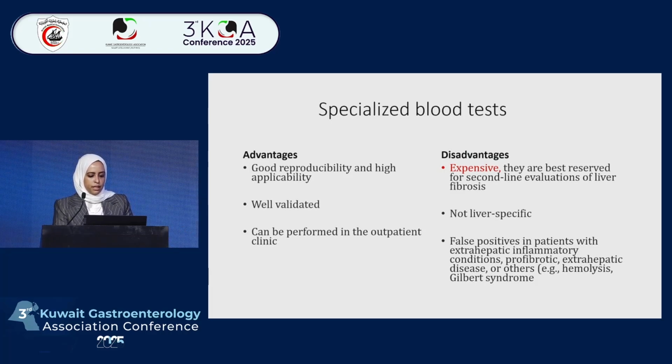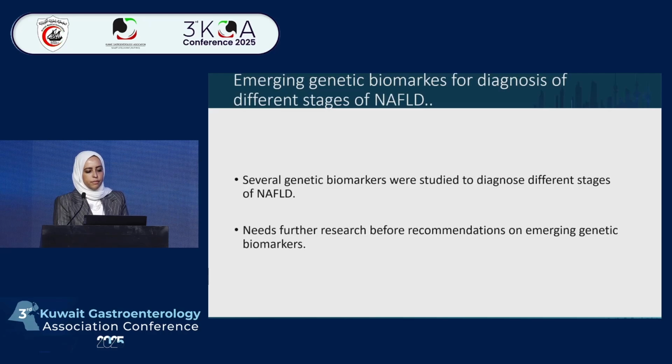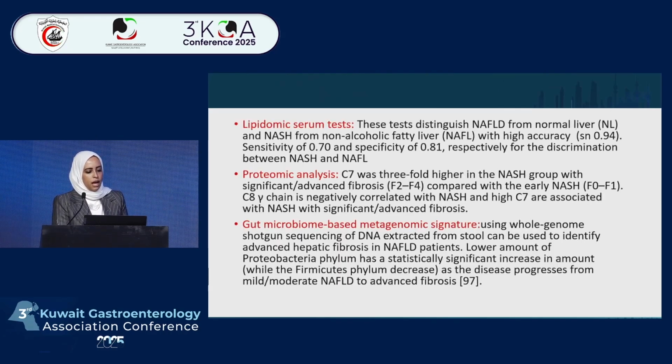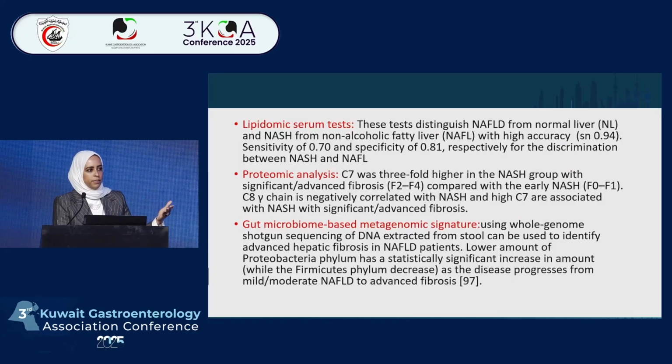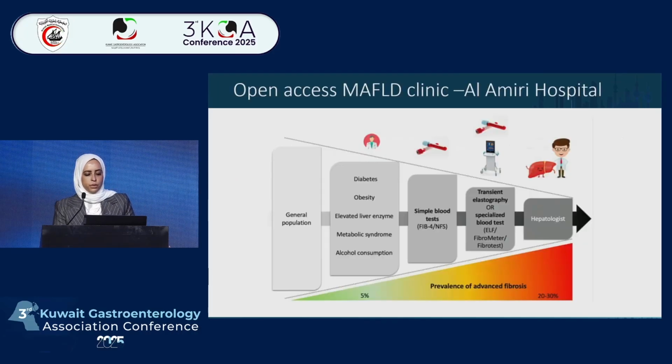They're non-liver specific, and again, they have lots of false positives in patients with extrahepatic inflammatory conditions, profibrotic extrahepatic diseases, and hemolysis like Gilbert's. Their advantages are good reproducibility and high applicability. They're very well validated and can be performed in the outpatient clinic. There are emerging genetic biomarkers coming, and these are a few. However, they're all coming soon, and we're not going to talk about them at the moment.